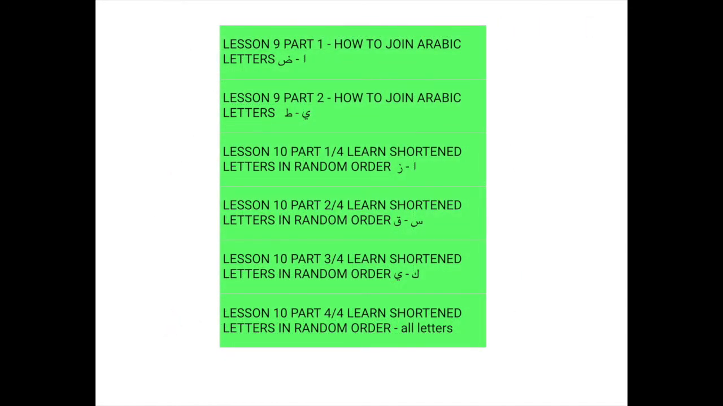So then we looked at lessons number 9 and 10. Now these are looking at the letters in their shortened form. So first of all, we looked at how they're joined. In lesson number 9, we looked at letters alif to dad, and then part 2 was ta to ya at the end, and it was looking at how the letters are joined up. And then in lesson number 10, we looked at those same letters in random order.